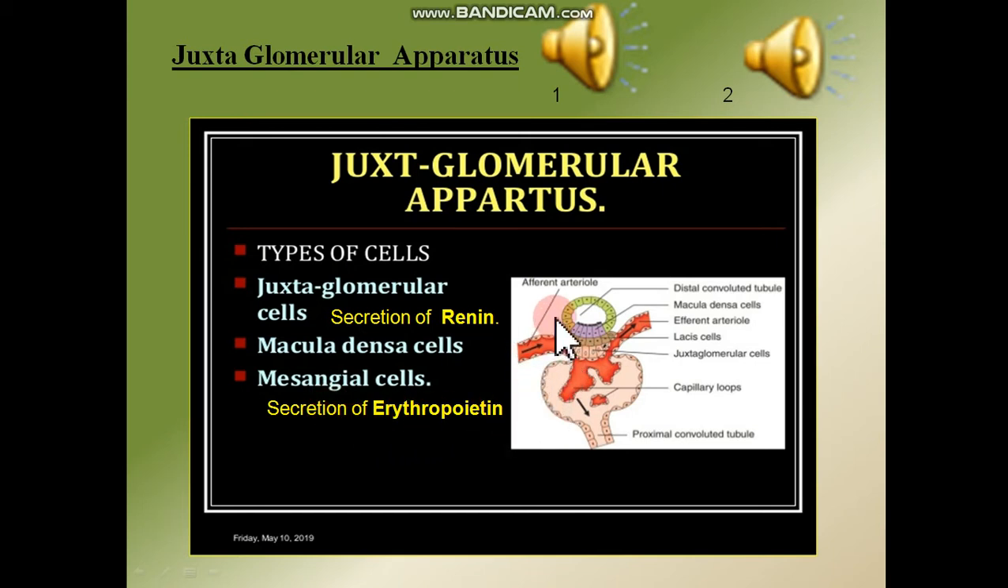You can see in this diagram, this is the afferent arteriole, and these are the juxtamedullary cells. These are the Lacasse cells. This is the afferent arteriole, macula densa, and this is the distal convoluted tubule.